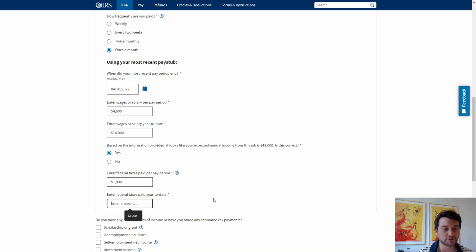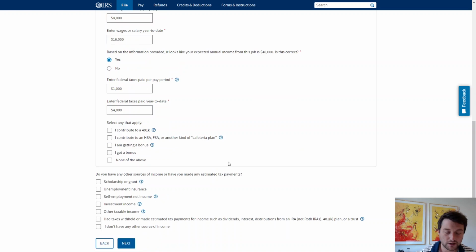So he's paid in $4,000 in federal income taxes. Okay. Now, then it further asks, select any of these that might apply, right? Do you contribute to a 401k? So 401k plans are retirement plans set up by your employer. The reason why those are important to know about in this section is because when you make contributions to a 401k plan, the amount you contribute each pay period and collectively over the whole period is a pre-tax deduction. So in other words, it comes off the top of your gross pay.